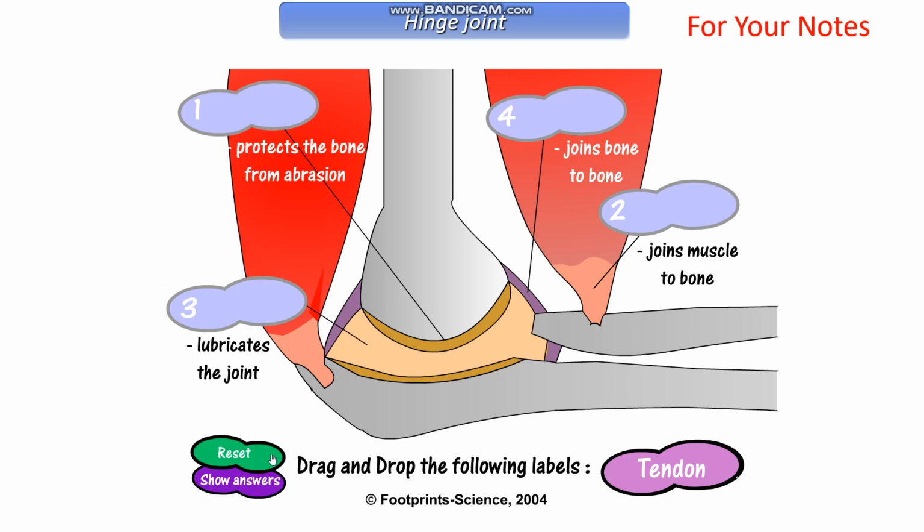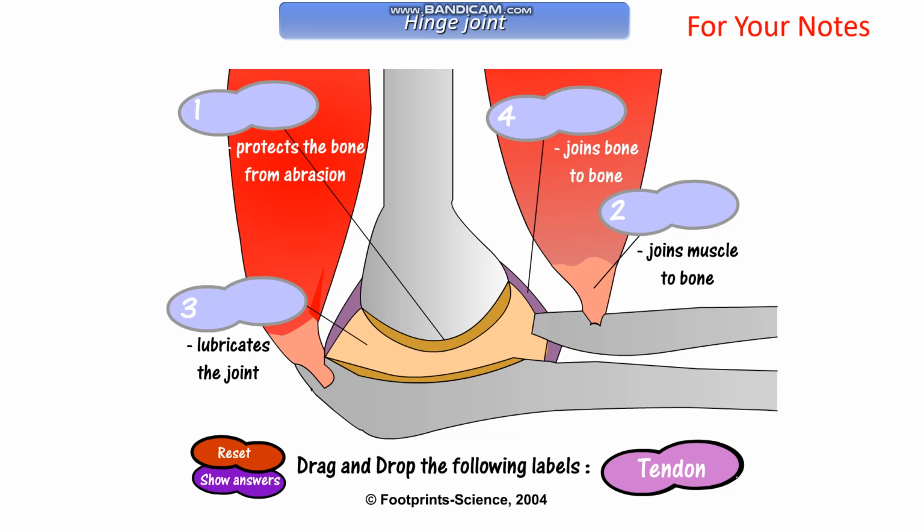Okay, the last bit of note taking you need to do today is to have the following diagram copied down and correctly labelled in your books. So again, for your notes, if you put the title The Hinge Joint, what we're going to do is identify the different parts of the joint and find out what they exactly do.